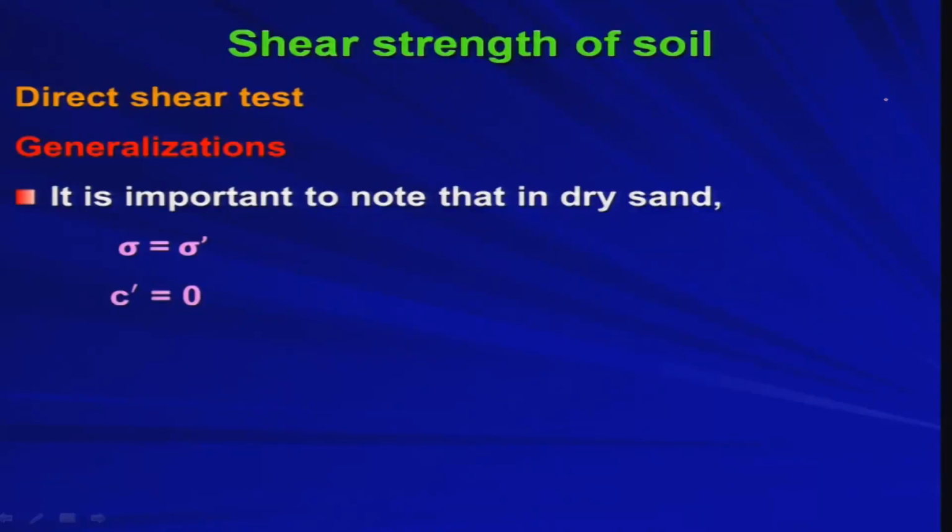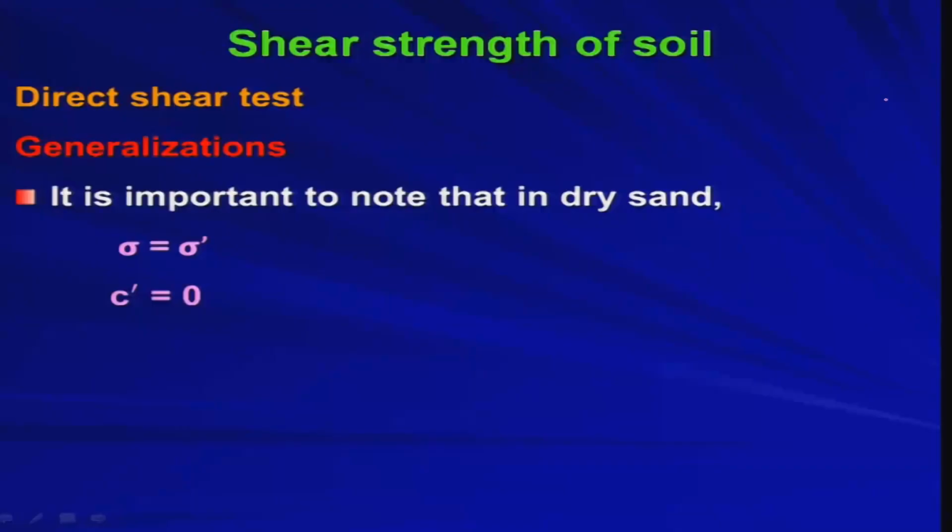Now, it is important to note that in completely dry sand, there is no water at all. So sigma, the total stress, must be equal to sigma prime, the effective stress, because only water causes the difference between the total stress and the effective stress. If water is not there at all, then the total stress must equal the effective stress, and c prime, the effective cohesion, must be 0.